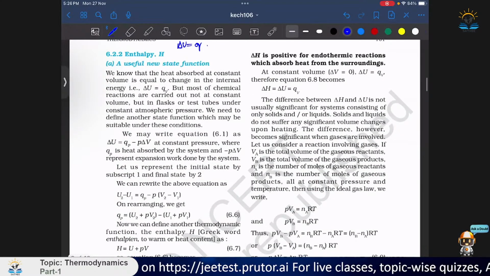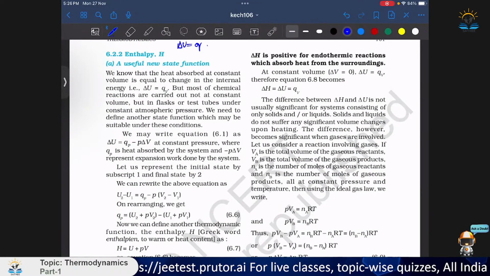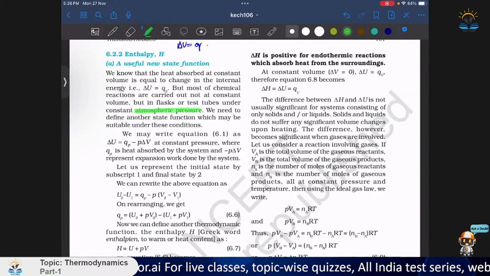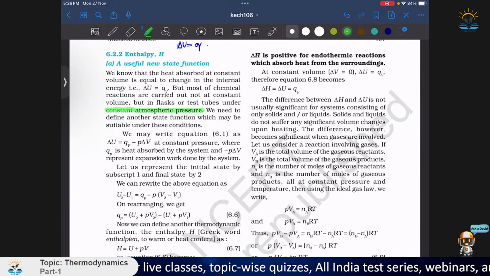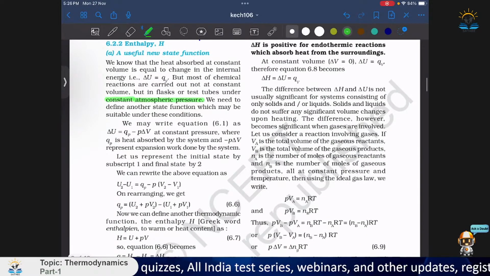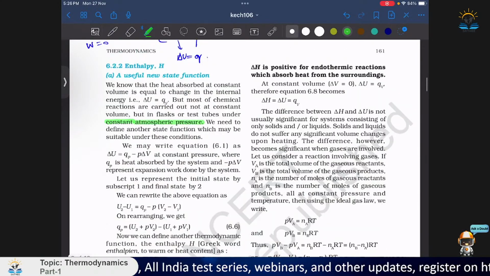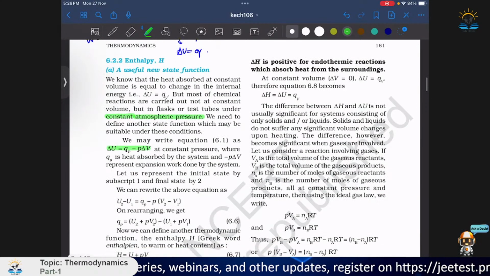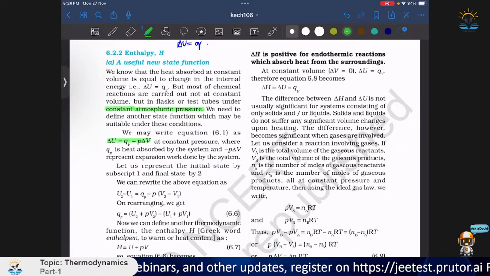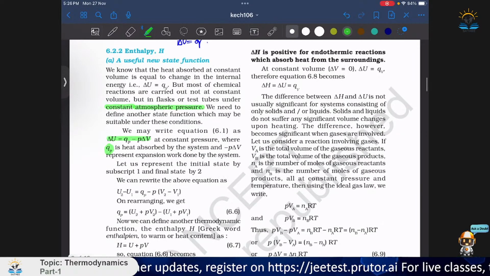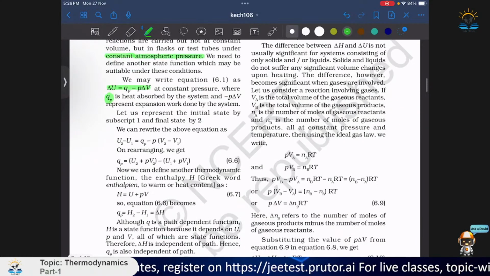Most of the chemical reactions, however, are carried not at constant volume but at constant pressure. That is the catch here. Constant atmospheric pressure. So we need to define another state function which is suitable under these conditions. We may write equation 6.1, the first equation, in which work has been replaced by P delta V. And at constant pressure, the heat is absorbed as QP. And P delta V represents the expansion work by the system.